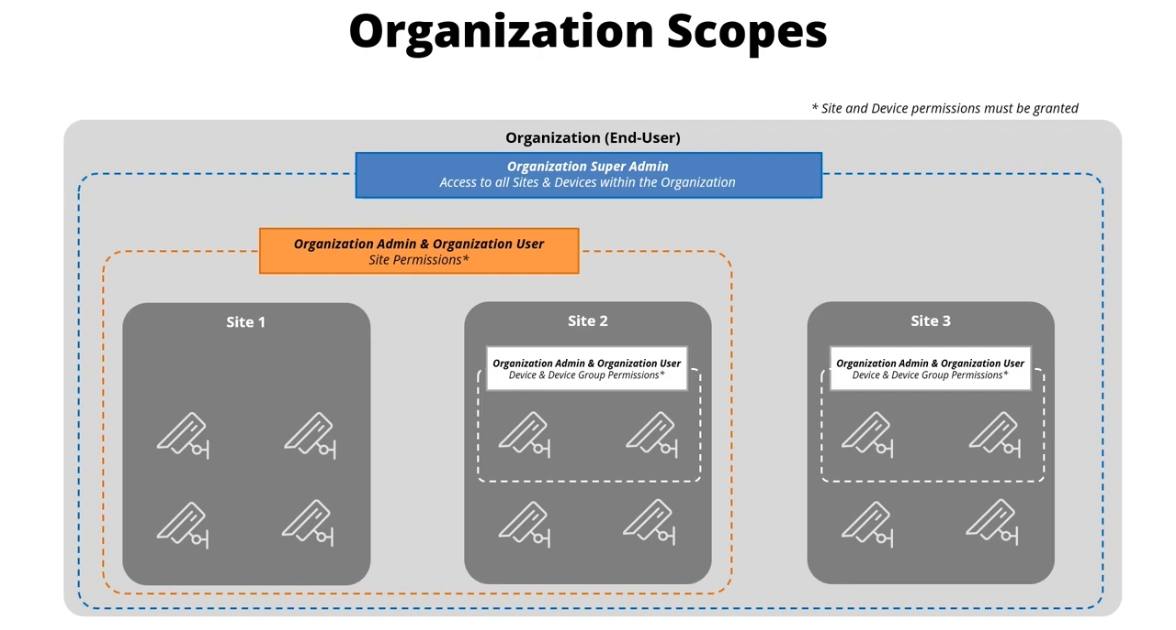The organization admin and organization user can be assigned granular permissions. You can see this represented by the orange box and the white box. The orange box represents an organization admin or organization user that's been given permission at a site level. So they have access to all of the devices within those two sites you can see right there. Additionally, they have the ability to have the granular permissions at a device and device group level. That's represented by the white box.